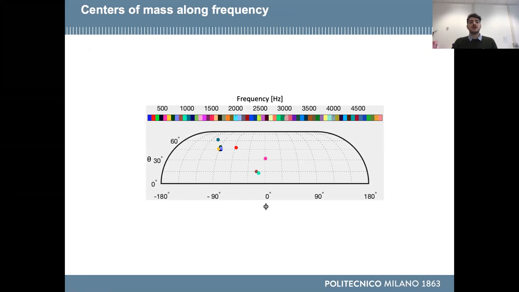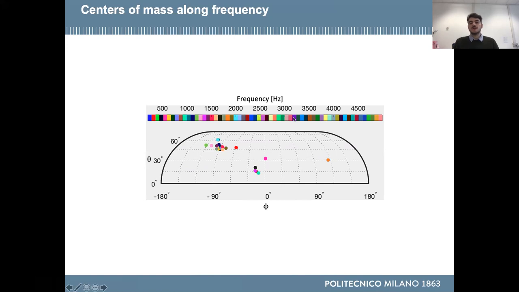So the center of mass can also be used in combination with the Jaccard similarity to track how the principal radiation regions vary with the frequencies, for example. And for instance, we can keep track of the trajectory of the center of mass. In this animation, you see where the center of mass moves at different frequencies for a given violin.